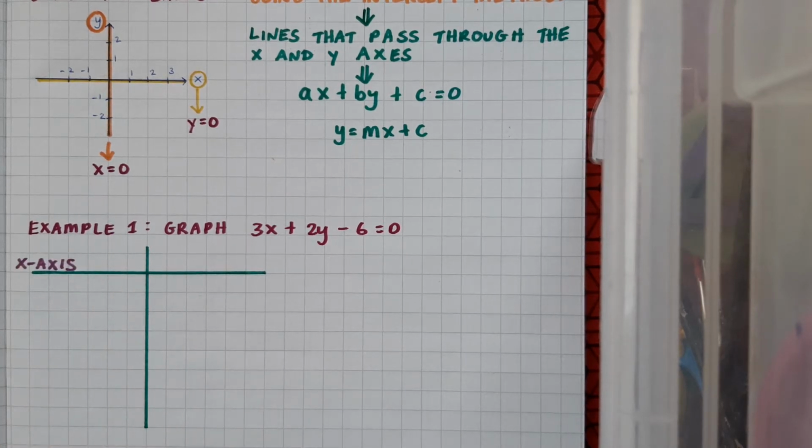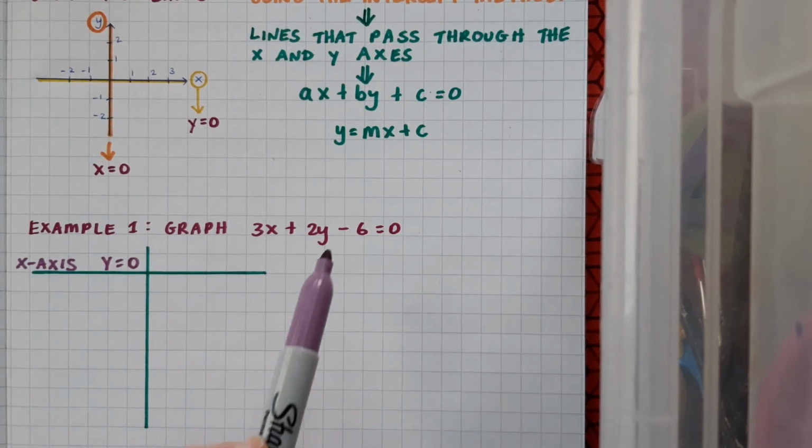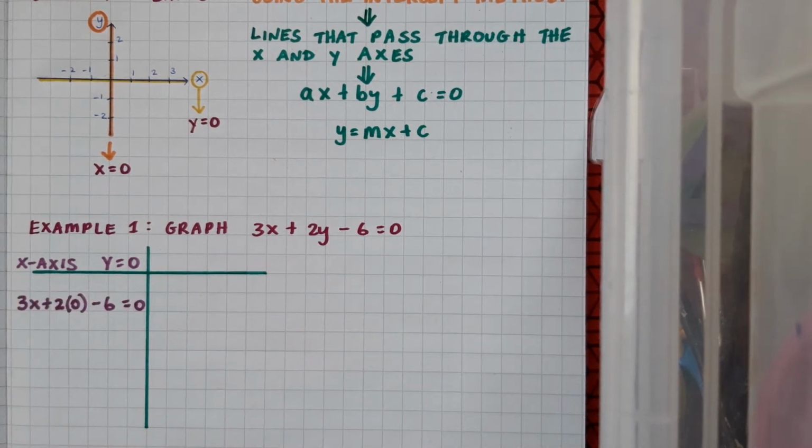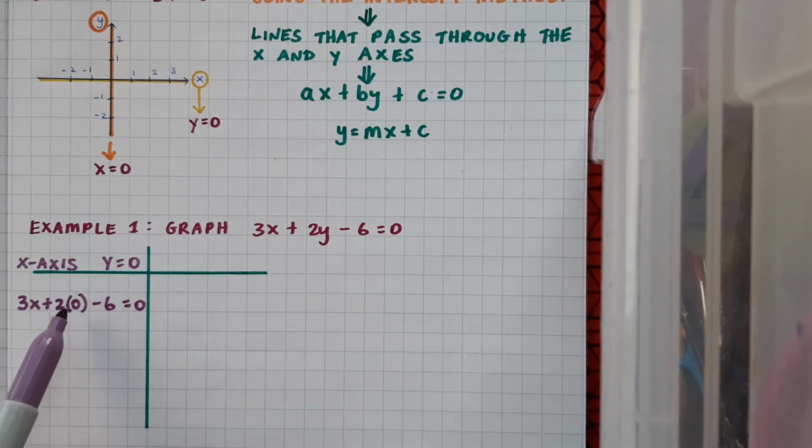I'm going to first of all figure out where the line crosses the x-axis, and I'll do that by letting y equal 0. So what I'm going to do is take my equation, and wherever I see a y, I'm going to replace it with 0. So you'll see there that I've subbed 0 in for y and I've put brackets around it. Now I'm going to simplify this and solve for x, and that's quite straightforward.